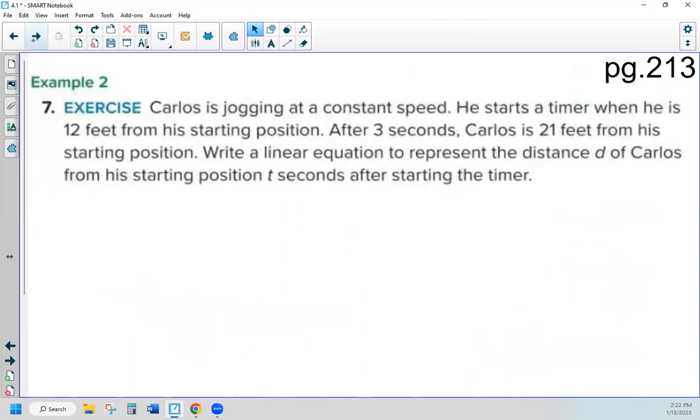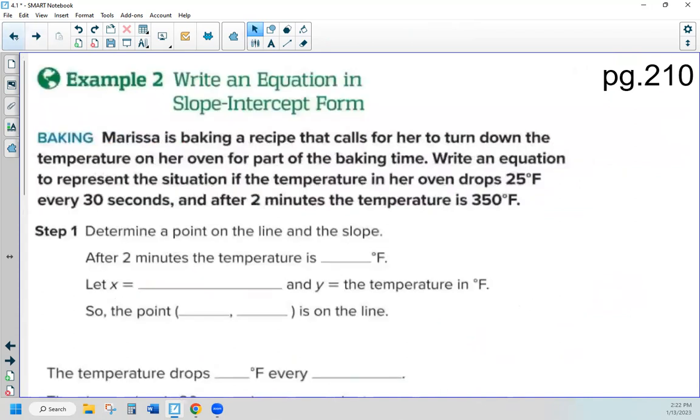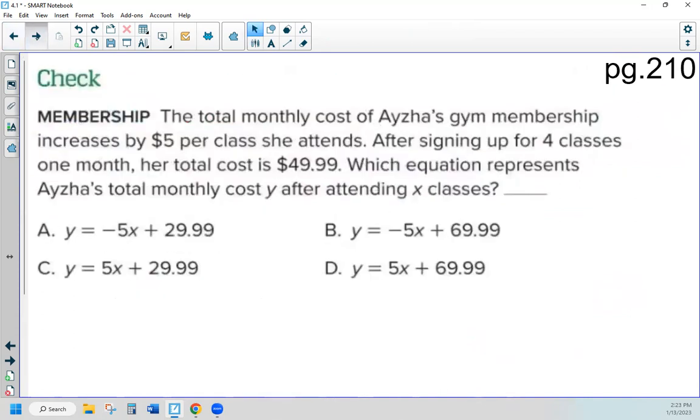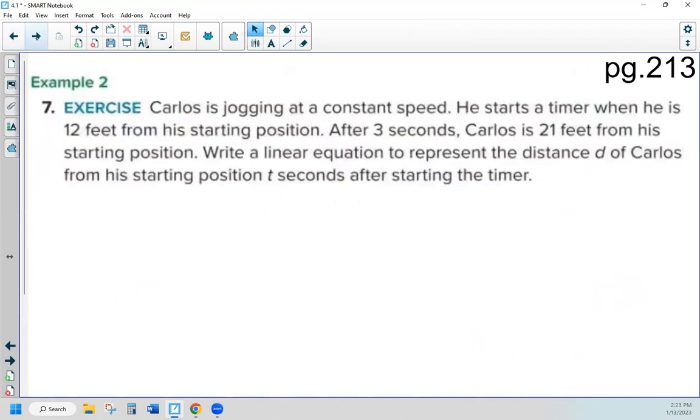All right, guys, let's go ahead and jump to the example. Okay, example number 2. I didn't want to call this an example problem. That's why I had a brain fart. This is a practice problem, which is on page 213. So note that, 213. All right, let's see what's happening here.